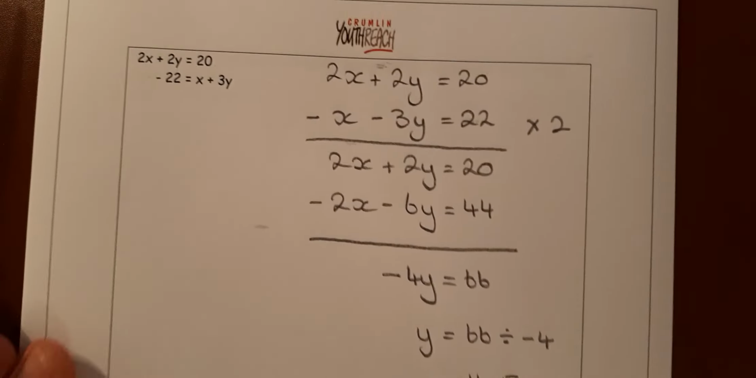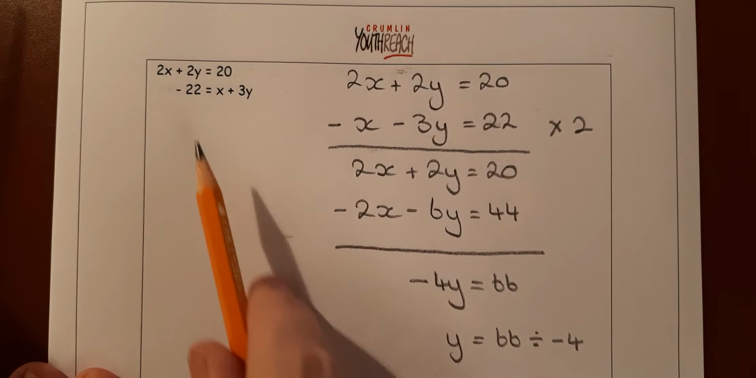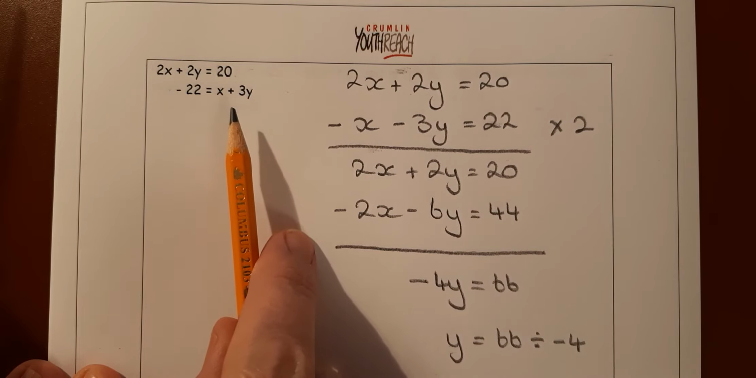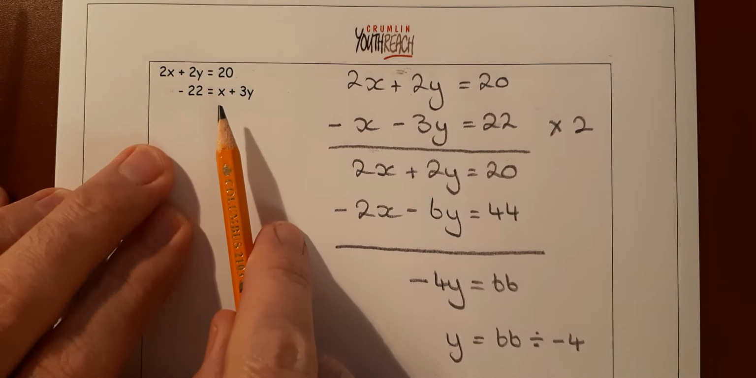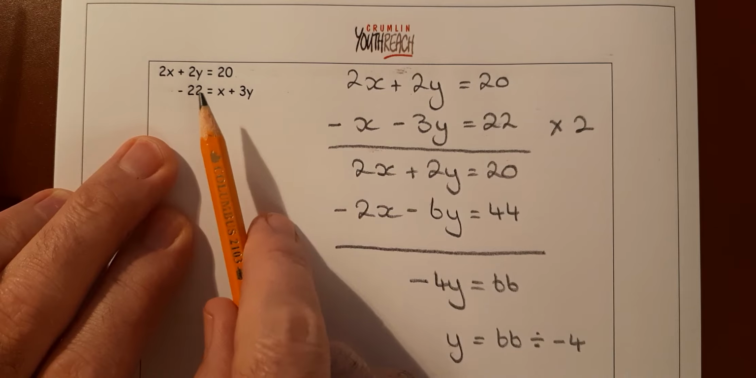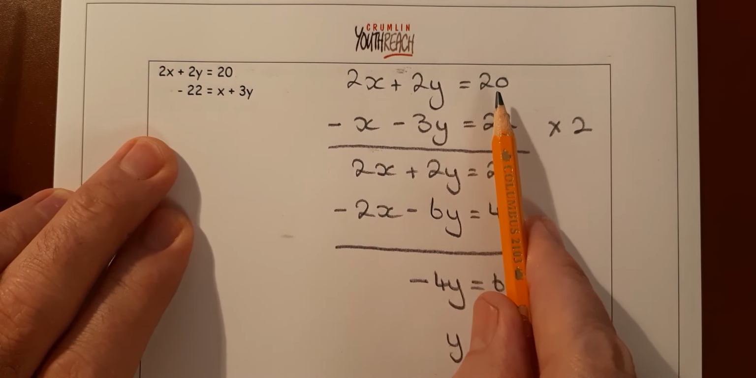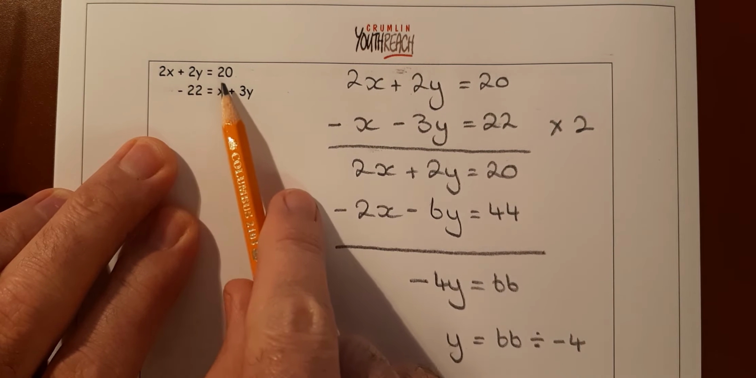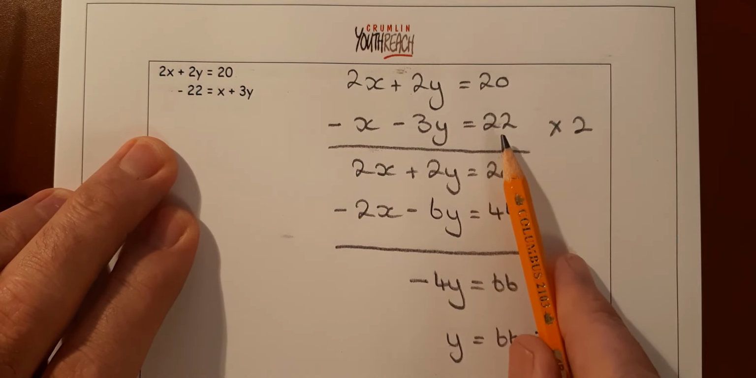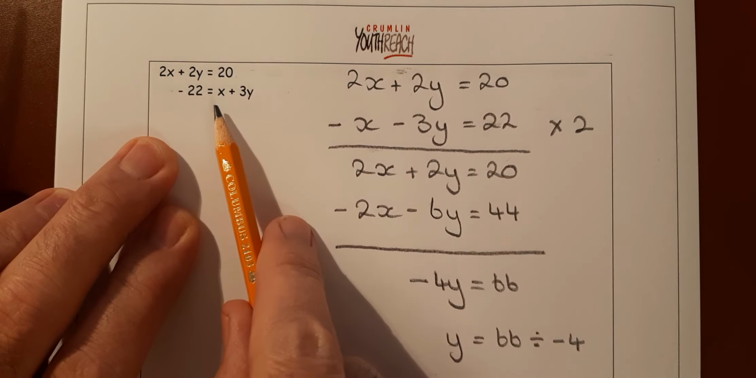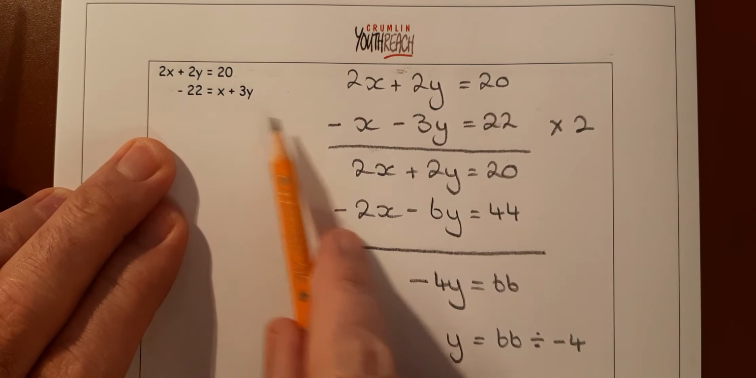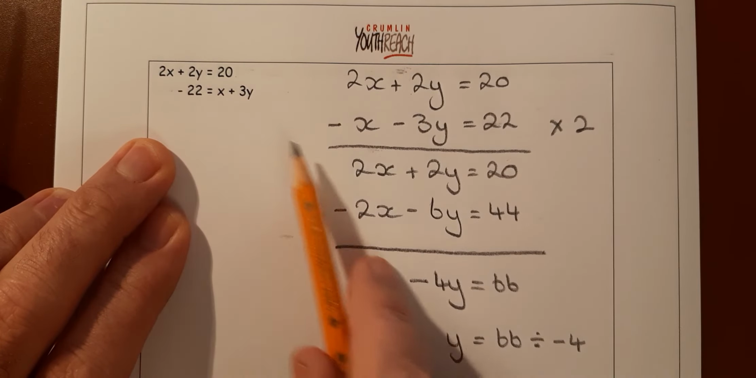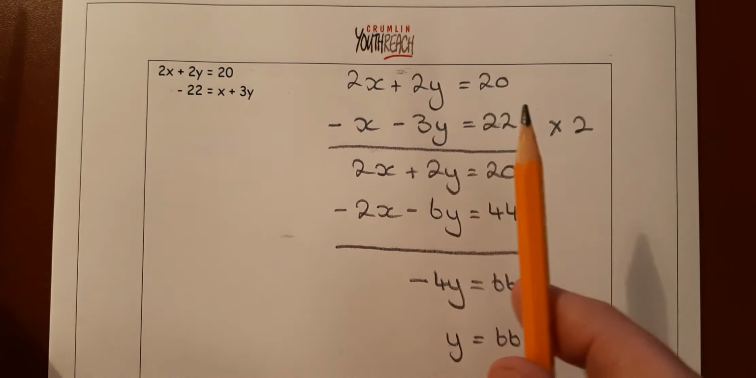In the final simultaneous equation in this exam, the equation has been given to you in an incorrect format. So we need to swap these around. So I'm going to rewrite both equations. So the top line stays as it is. The bottom equation, the minus 22 has to go over to the far side of the equals, so that goes to a positive. The x has to go over to the far side of the equals, so that becomes a negative. And the 3y has to come over the equal sign again, and that's going to give me negative 3y.